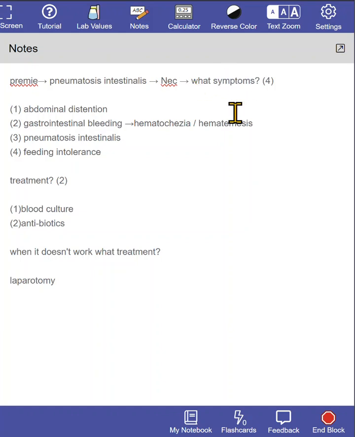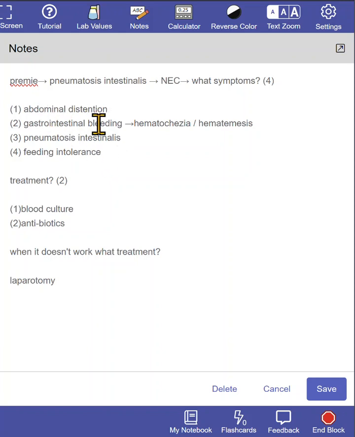So what are the symptoms? NEC represents necrotizing enterocolitis. And what are the symptoms? There's four main symptoms, signs. So you have abdominal distension, gastrointestinal bleeding, hematochezia, hematemesis, and you have pneumatosis intestinalis, and feeding intolerance.